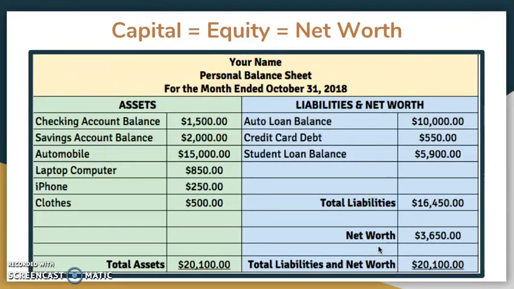Here's a sample balance sheet which shows you what your net worth is. Your assets are things you own. Liabilities are what you owe. And your net worth is the difference.